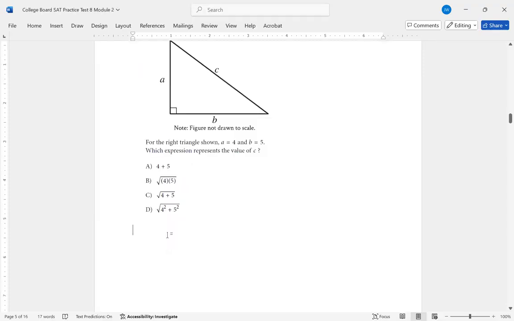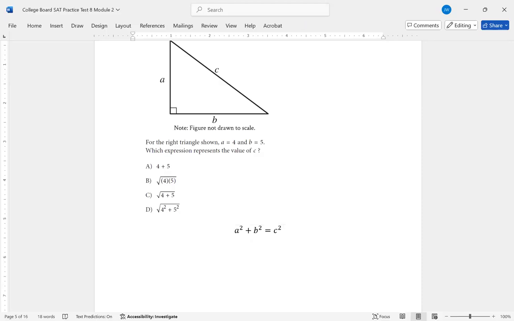So there we go. Basically, this is a right triangle, so we can use the Pythagorean theorem: A squared plus B squared is equal to C squared. This is on that formula sheet on page 1 of module 2 of the practice test.